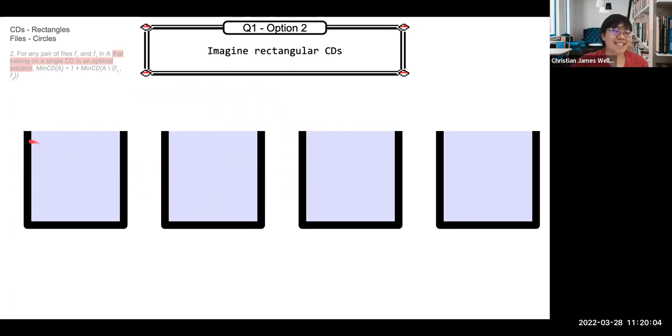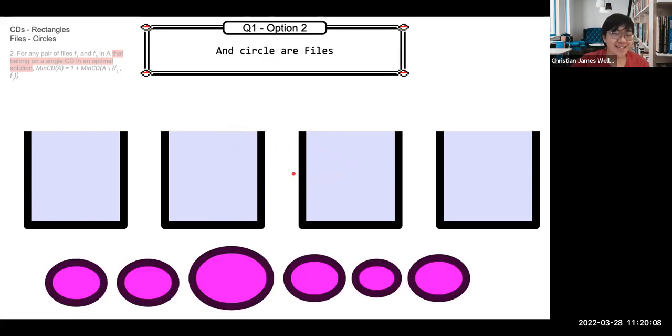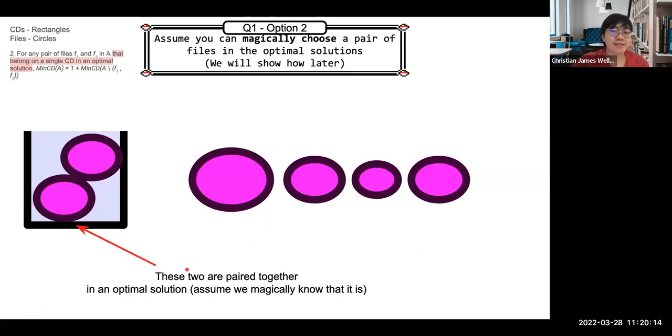Imagine these are the CDs, rectangular CDs for some reason. The circles are the files. A bit funny, I know. So assume you can magically choose a pair of files in the optimal solution. Again, we don't actually know how the optimal solution looks like. Let's just assume we have some magic optimal solution.